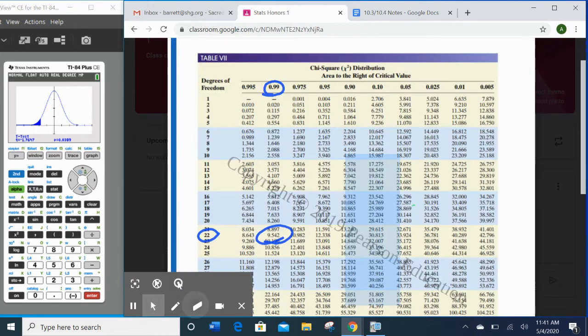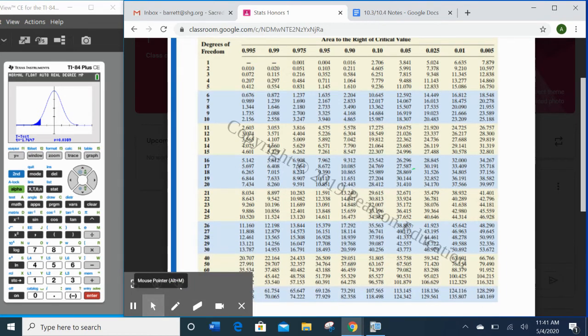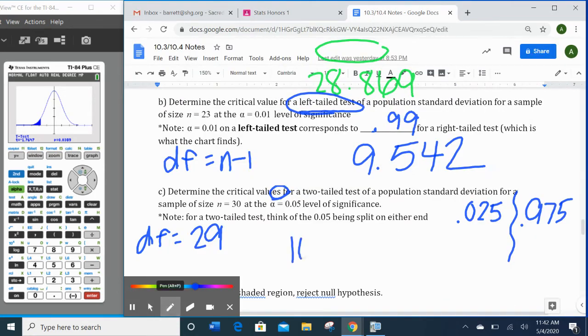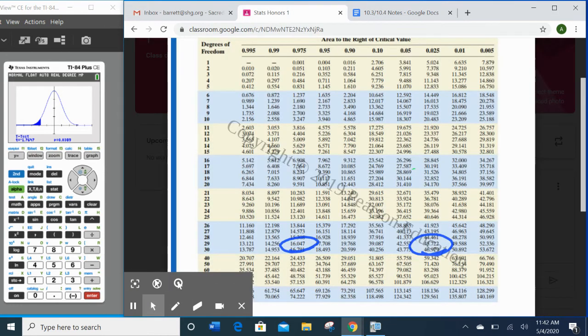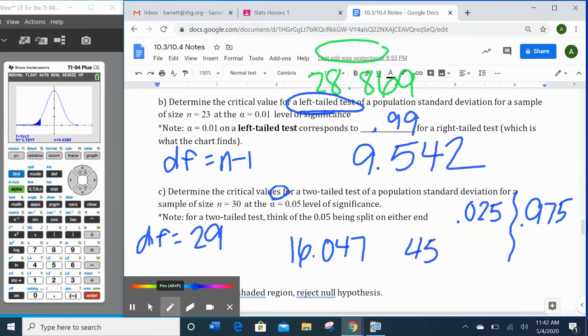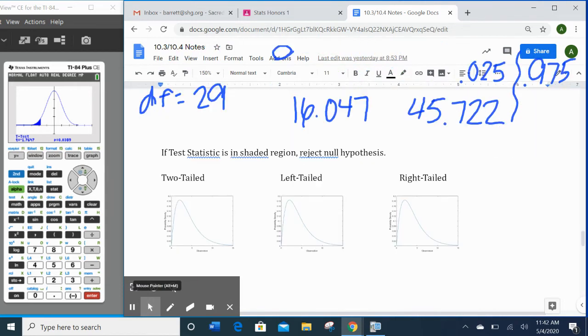So for 29 degrees of freedom, which is right here, I'm going to be looking at 0.975, so 16.047, and then the 0.025, which is 45.722. So the two critical values are 16.047 and 45.722. And determining whether to reject or not depends on if it's a left-tailed, a right-tailed, or a two-tailed test.